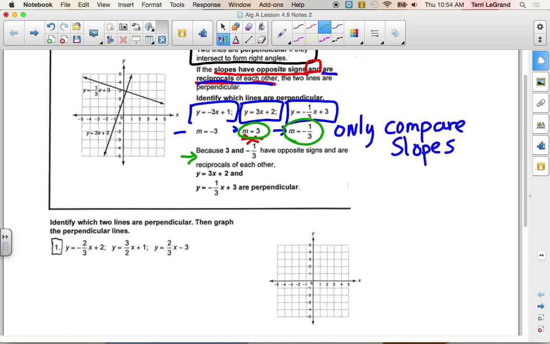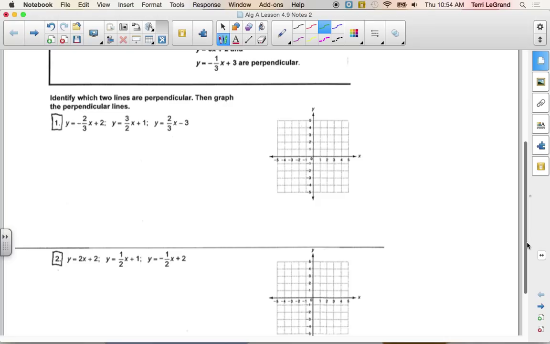Okay, let's practice our own. Identify which two lines are perpendicular. Then graph the perpendicular lines. So just two of them. So which ones are perpendicular? Well, they have to be in slope-intercept form first, and I think today they're going to be nice to you, and every time it will be in slope-intercept form. So the first thing you're going to do is just identify the slope for each of them.